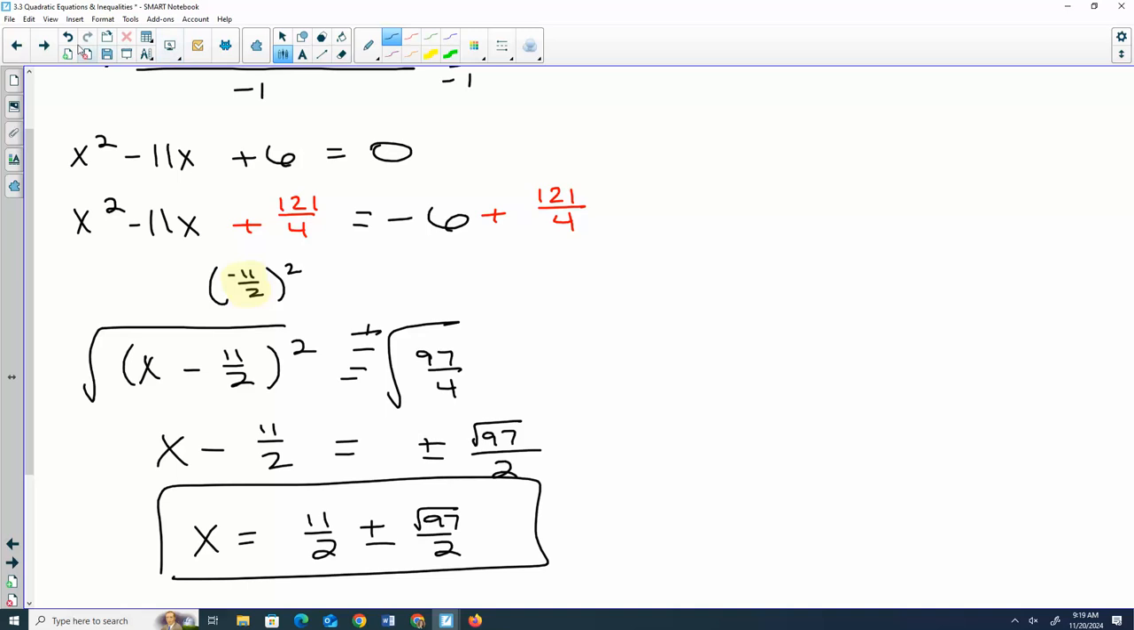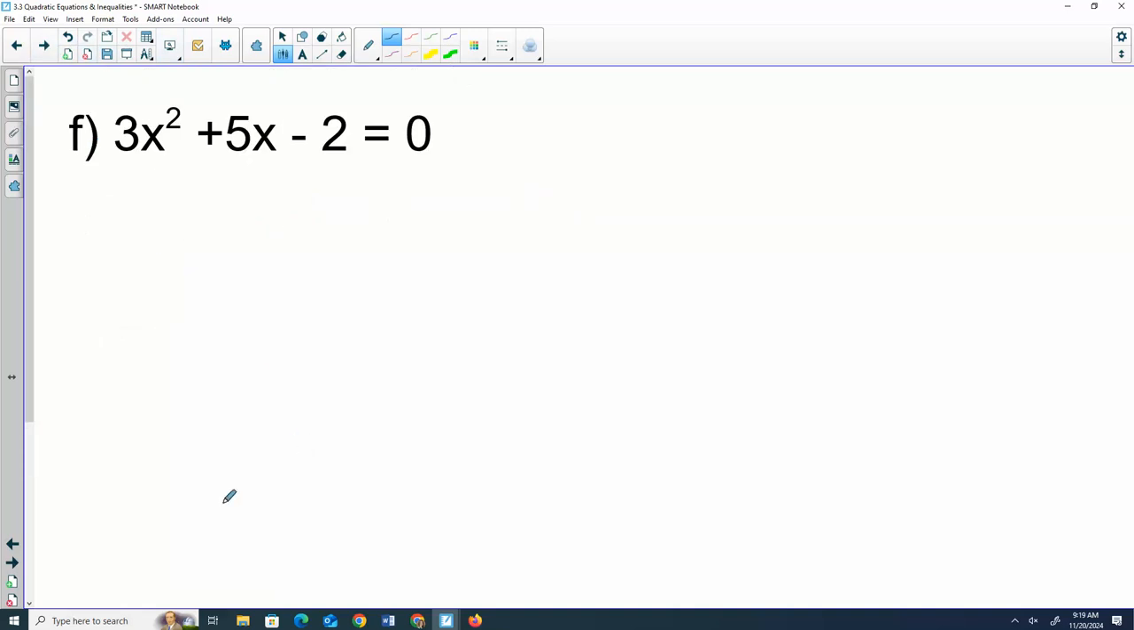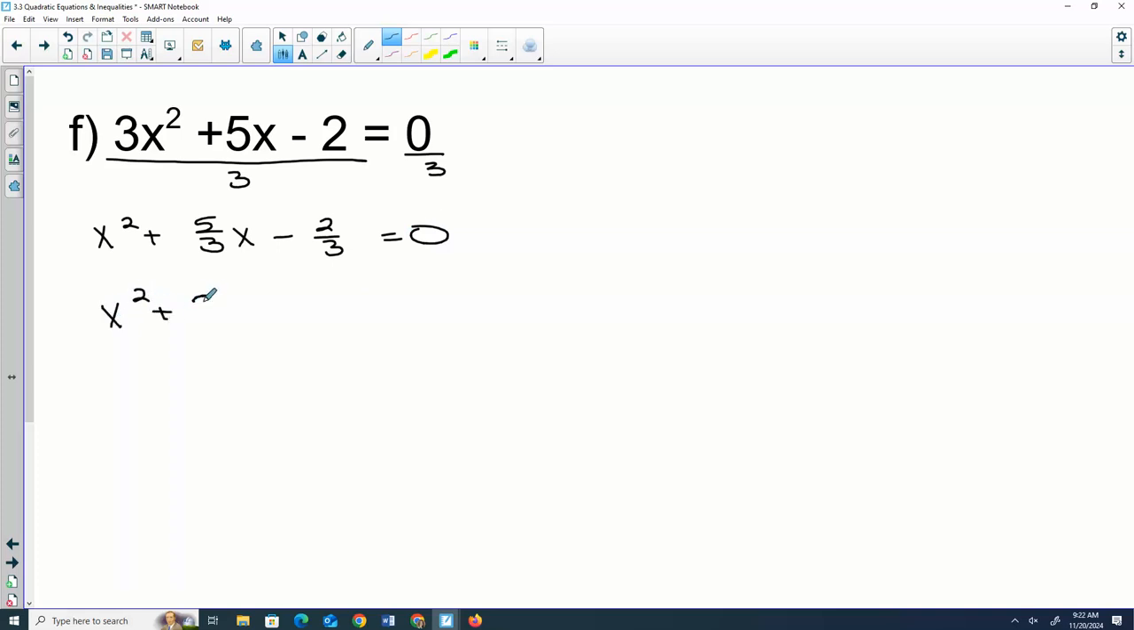Let's try one more. We're not 100% yet. Not everybody got it. Okay. I'll give you guys a few minutes. If we can all get it, then I'll quit. Okay. We have to divide everything by 3. So we get x squared plus 5/3 x minus 2/3 equals 0. So now we can add over the 2/3.